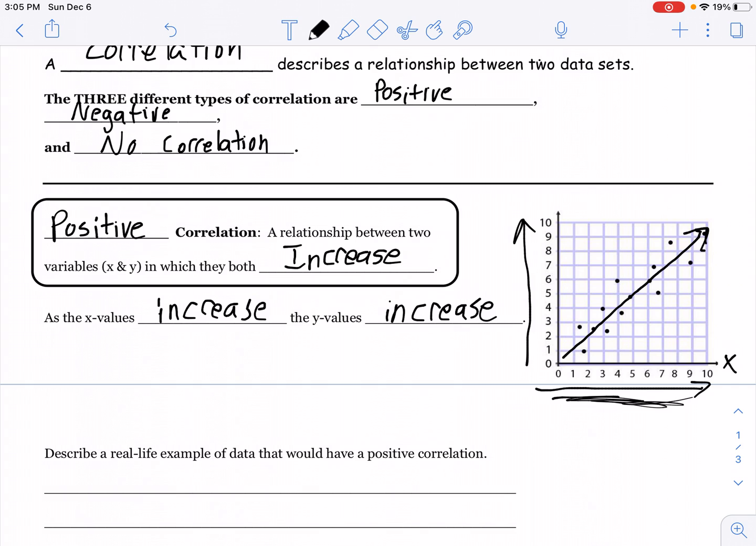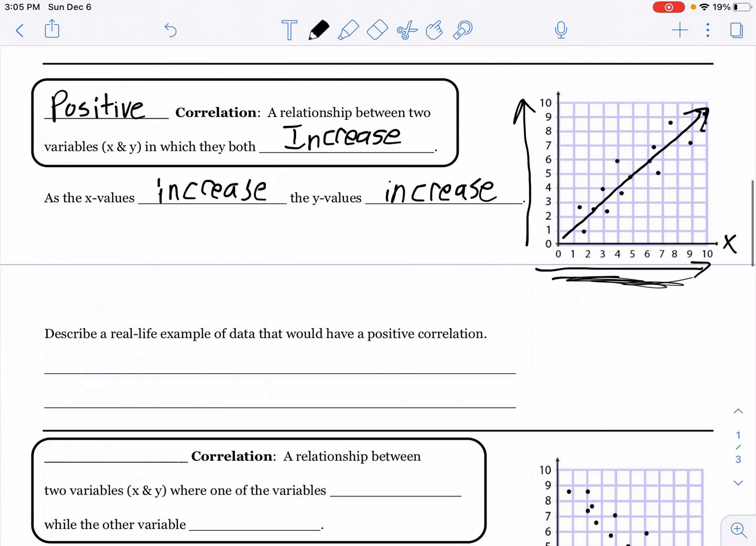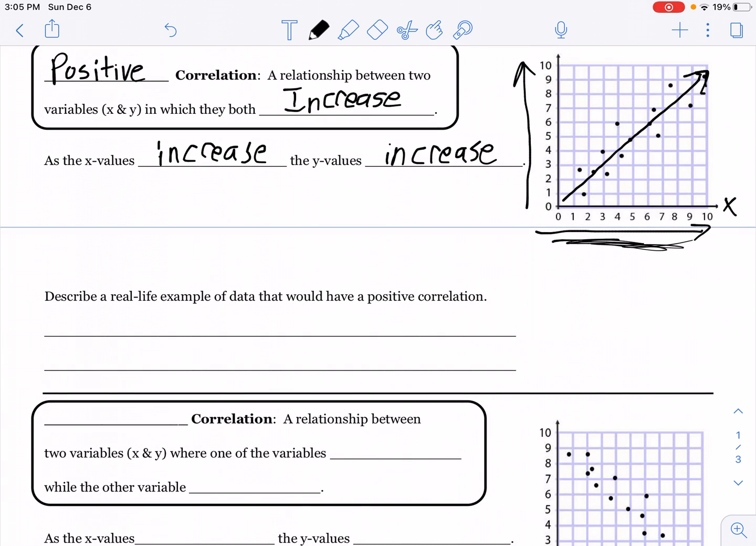as well. Okay? Now, in terms of a real-life example, where might you have seen a positive correlation before? Well, one example might be the summertime. As the temperature starts to go up, ice cream sales also tend to go up because it's getting warmer outside. People enjoy cold desserts.